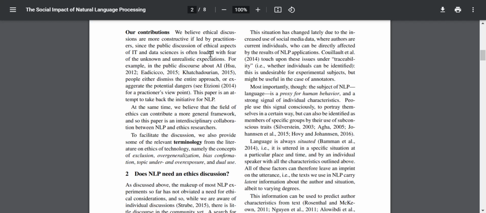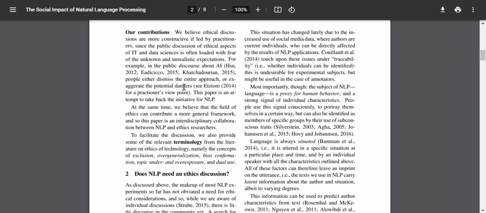since the public discussion of ethical aspects of IT and data sciences is often loaded with fear of the unknown and unrealistic expectations. This is very true. So even with anti-vaxxers, this is the case. They have unnecessary fear, unrealistic theories, and so on. For example, in the public discourse about AI, people either dismiss the entire approach or exaggerate the potential dangers. Of course, we all know this.